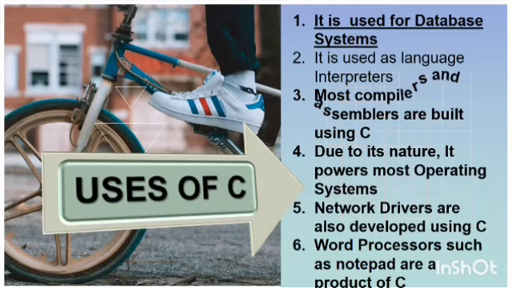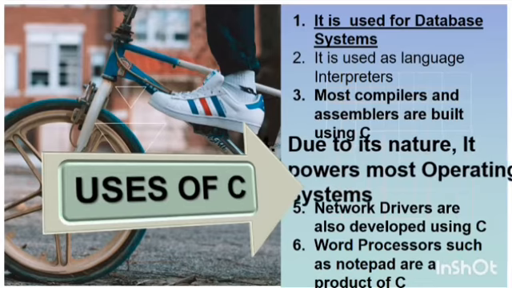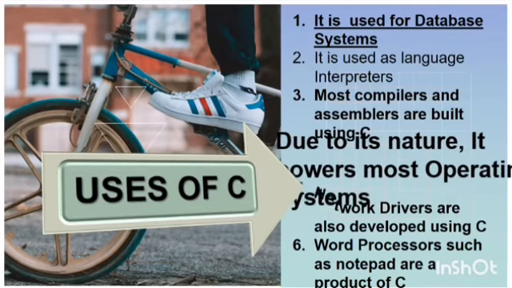Because of its nature also, operating systems that serve as the basis for all software are built using C. It's comfortable to build them using C. What about drivers that run on our networks? When it comes to developing them, C is also resourceful. Word processors such as Notepad, which are used for typing and editing documents, are also products of C.